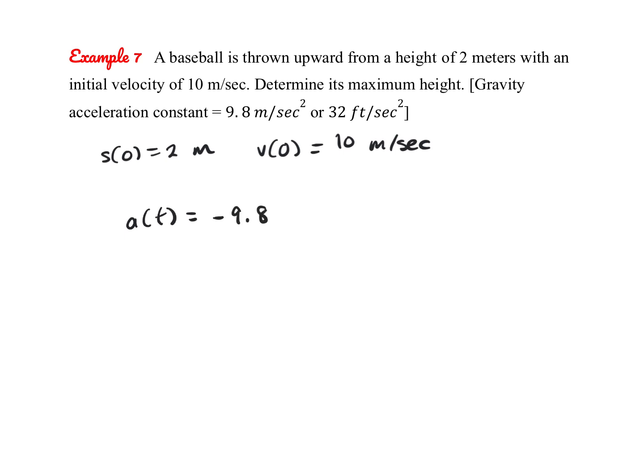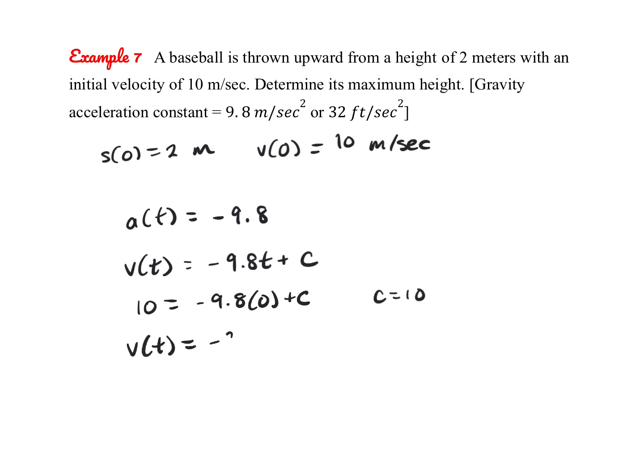9.8. So then we can take the antiderivative of that, which would be our velocity function. So we have negative 9.8t plus c, our constant of integration. Then we can substitute this piece of information we know to help us find c. So our initial velocity is 10 times 0 plus c, so we can see that c is equal to 10. So here's our velocity function.